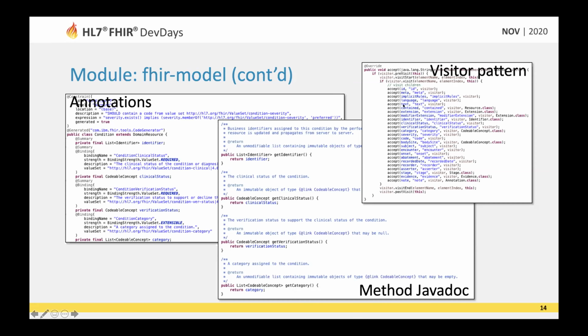And this is an example of what the visitor pattern looks like. So each class has an accept method, and that allows us to perform our depth first traversals, and you can actually control how you want to traverse based on how you implement your visitor. And we have some default implementations of the visitor to handle certain scenarios.